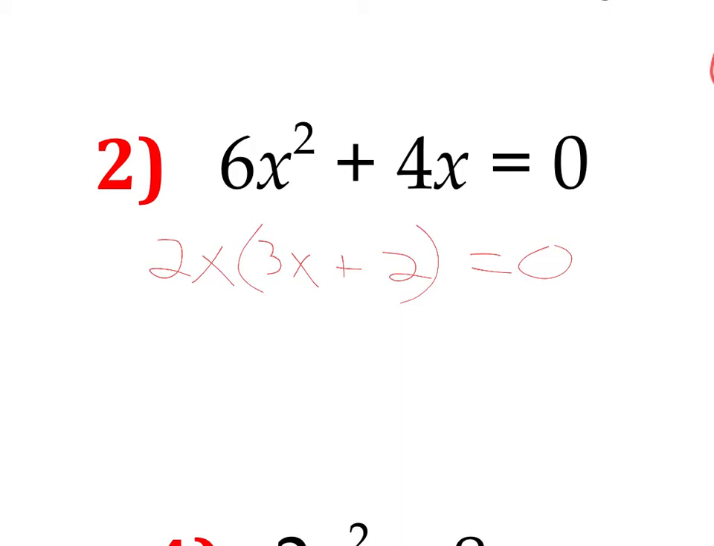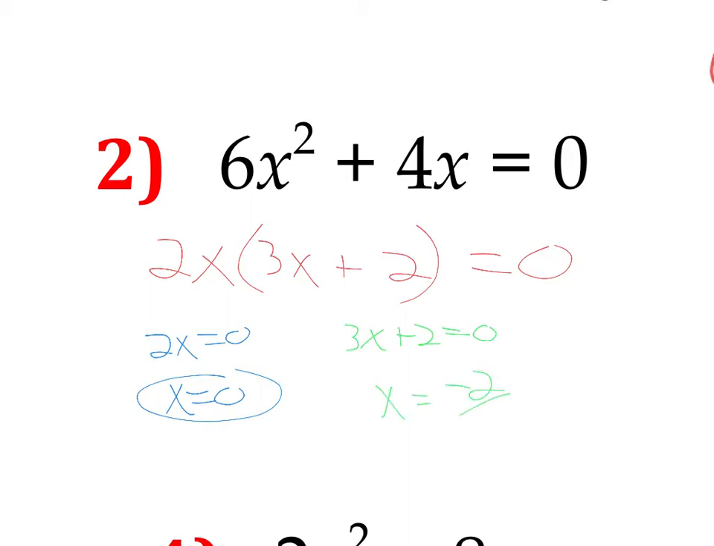Now I can use the zero product property. Either 2x is equal to 0, in which case x is 0, or maybe 3x plus 2 is equal to 0, in which case I'd move 2 to the other side, divide out the 3, and I'd get x equals negative 2/3. Again, 2 answers for having an x squared.